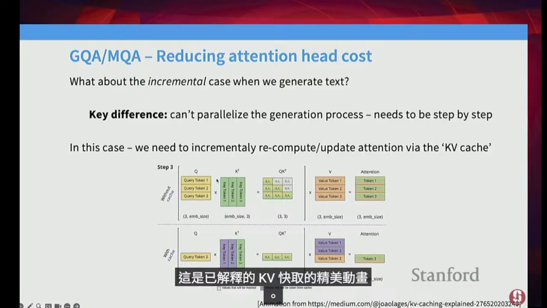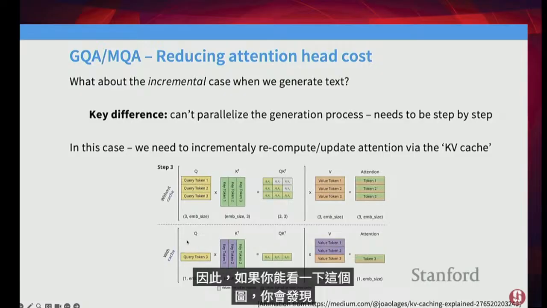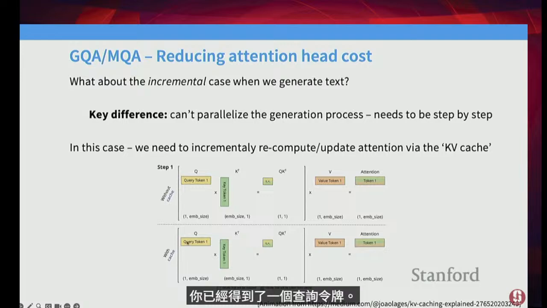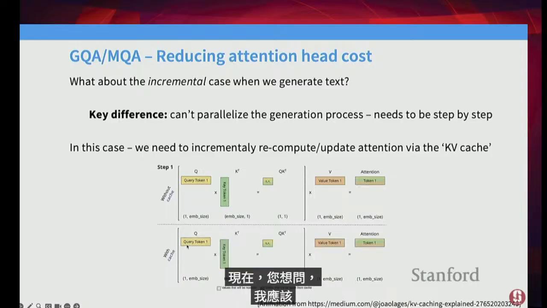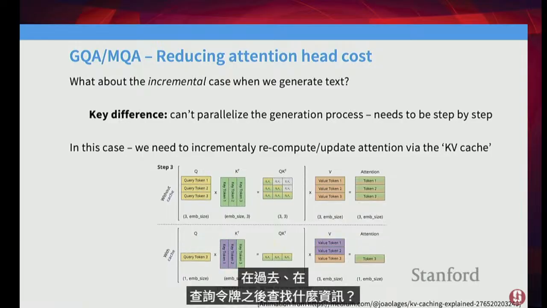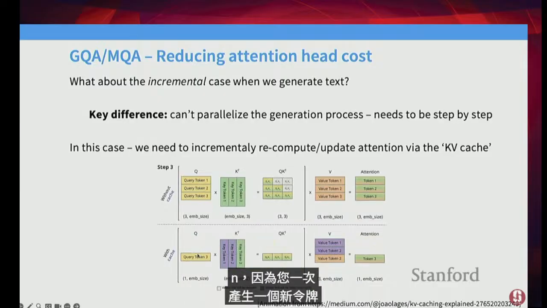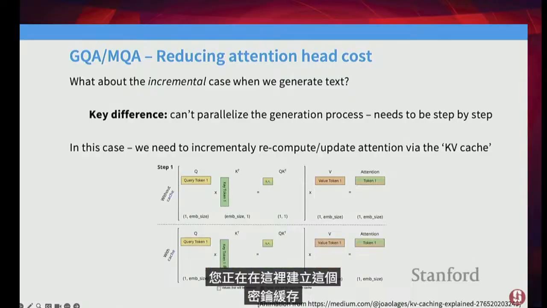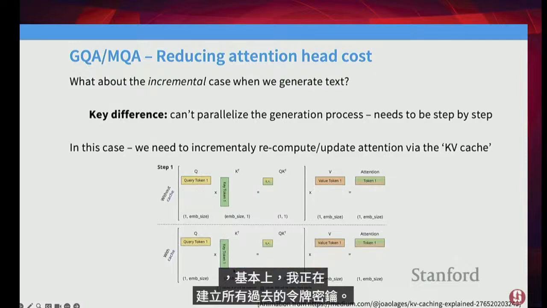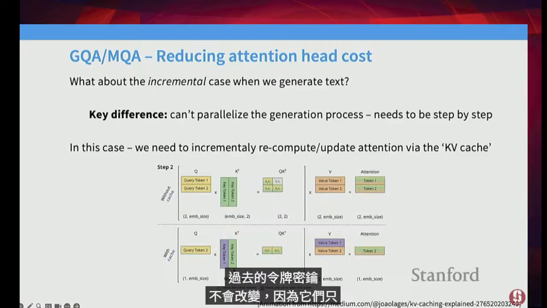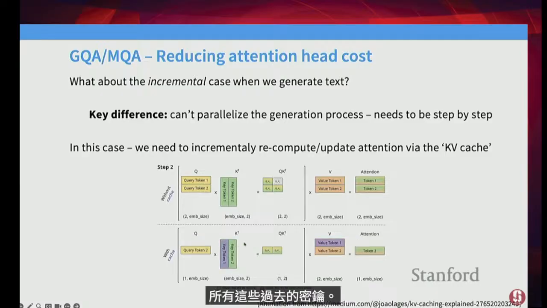This is a lovely animation of a KV cache being explained. If you look at this figure, you've got a query token. A query token here means you've generated a new token, you're conditioning on it, and now you want to ask what information I should look up in the past for that query token. Your query tokens shift from 1 through n because you're generating new tokens one at a time. You're building up this key cache over here, where I'm building up all of the past tokens' keys. And the past tokens' keys don't change because they only depend on things in the past. So as I generate tokens, I'm incrementally building up all of these past keys.